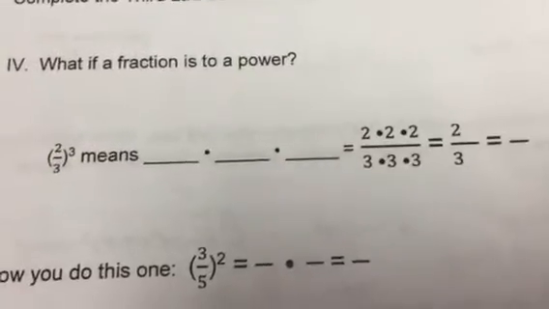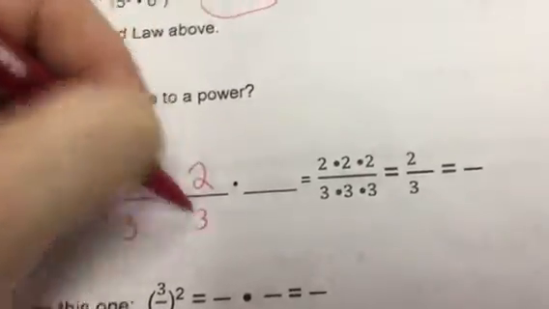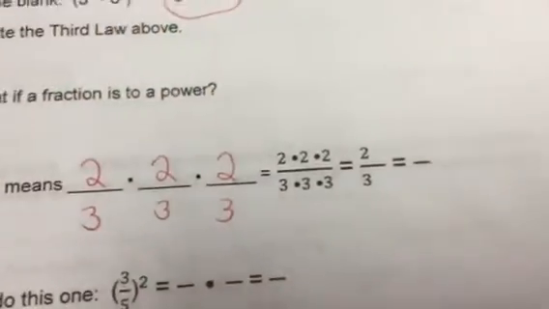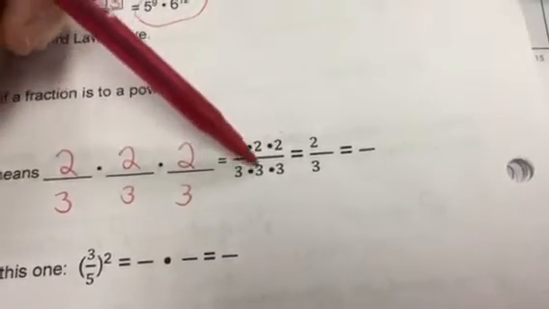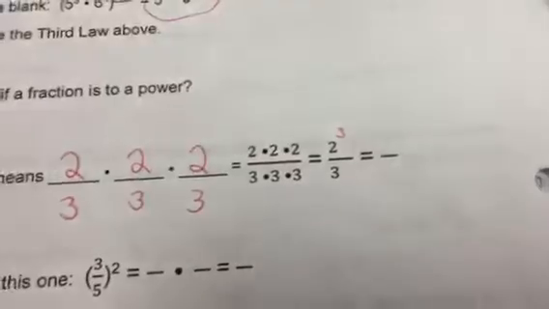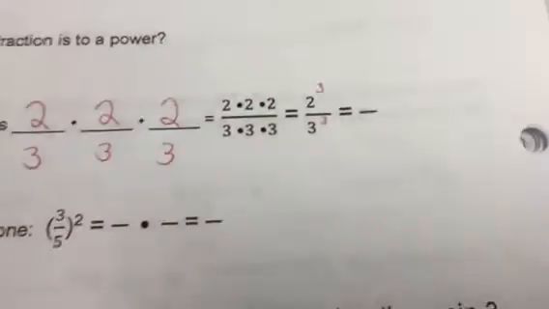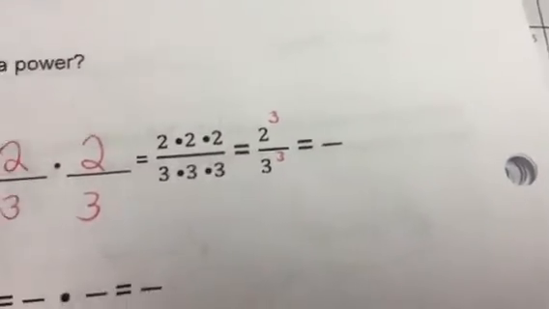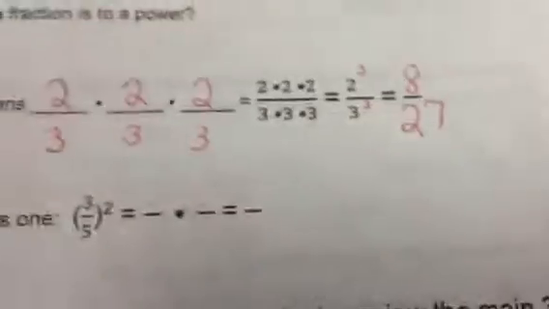Cool. All right, next one's talking about fractions. What is a fraction to a power? 2/3 raised to the third power means 2/3 times 2/3 times 2/3. So you could also put them all on the same numerator, all the 2s, all the 3s on the same denominator. That means 2 times 2 times 2, which is 2 to the third, or 2 cubed. 3 times 3 times 3, which is 3 to the third, or 3 cubed. So if I figure that out, that's going to be 8, because that's 2 times 2 times 2. And the denominator is 3 times 3 times 3, which is 27.